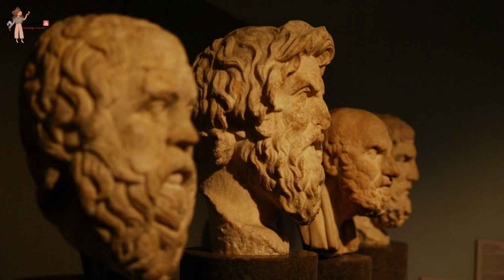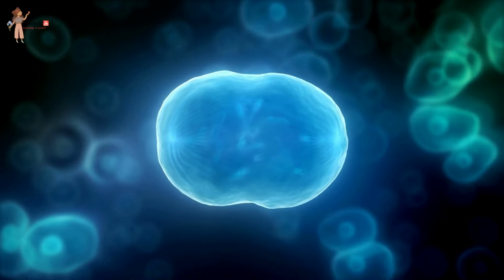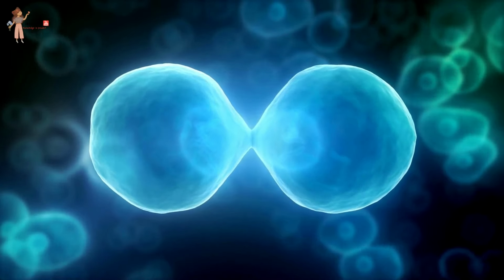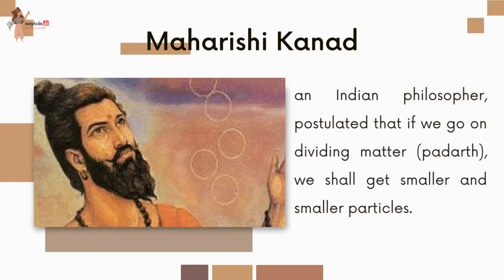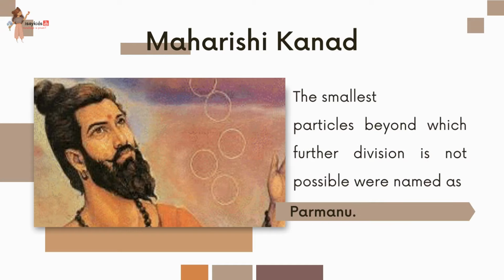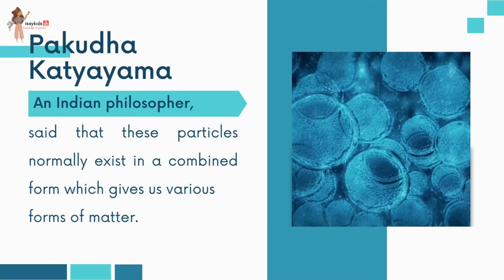Ancient Indian and Greek philosophers have always wondered about the unknown and unseen form of matter. The idea of divisibility of matter was considered long back in India, around 500 BC. An Indian philosopher, Maharishi Kanat, postulated that if we go on dividing matter, which he called Padarth, we shall get smaller and smaller particles. Ultimately, a stage will come when we shall come across the smallest particles beyond which further division will not be possible. He named these particles Parmanu.